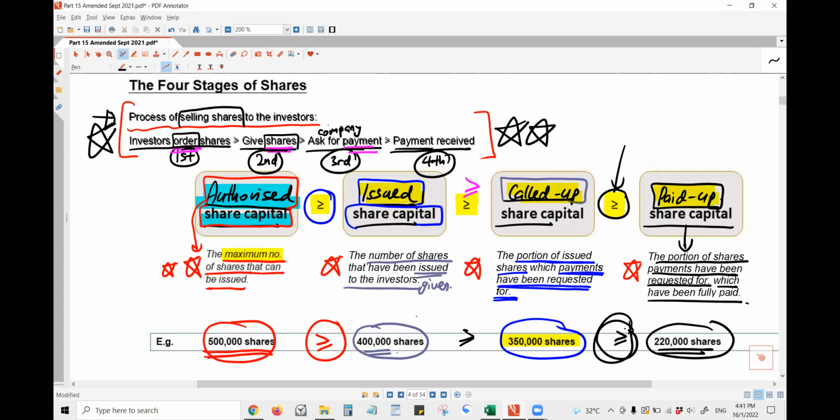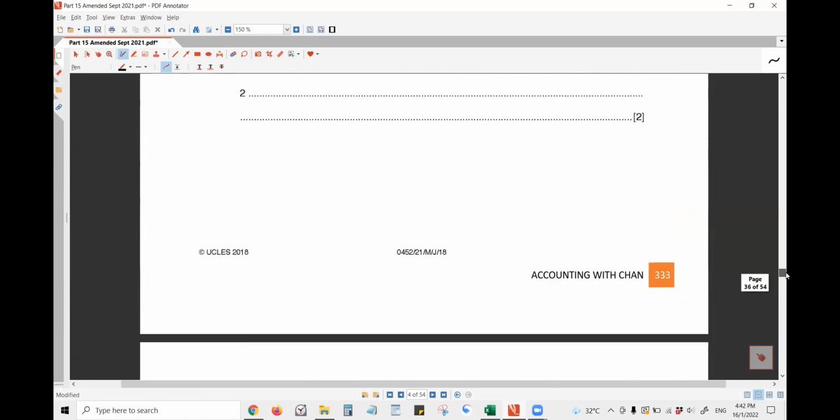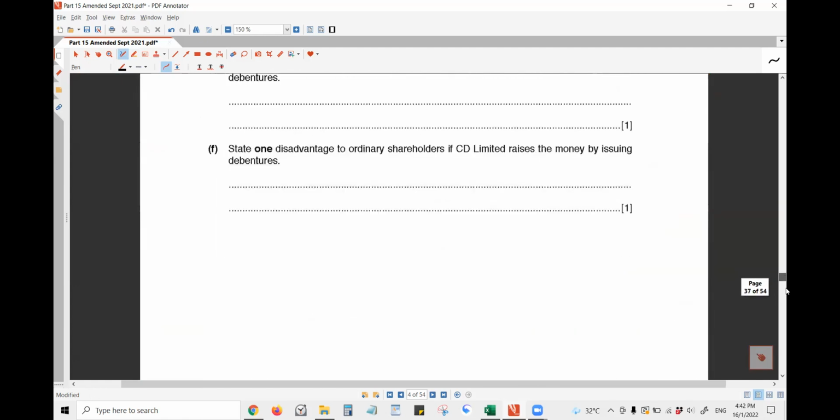These four terms, if you don't want to know them in detail, you just have to know the definition. Just remember that definition. I'll show you a question asking you for definitions of these few terms. Okay, let's go to a question. I have to find the page though. I cannot remember where it is.